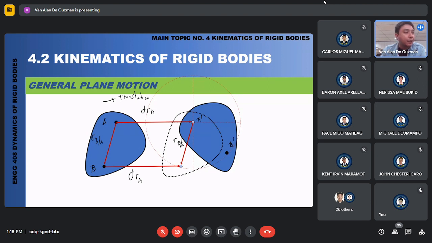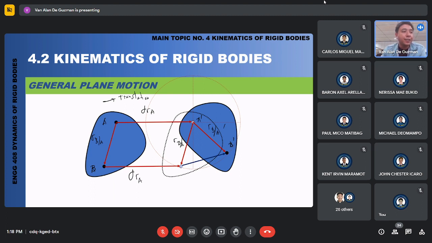Makikita natin pag tinunton natin itong projected natin na circular motion, from this point right here, lumipas siya to point B prime. So that is the rotation component nitong ating motion. Okay? Now, i-represent naman natin siya in terms of variables. This one right here, kung ito is RB relative to A, so this one is simply, ganun din, RB A prime. And this one right here, makinig dito.